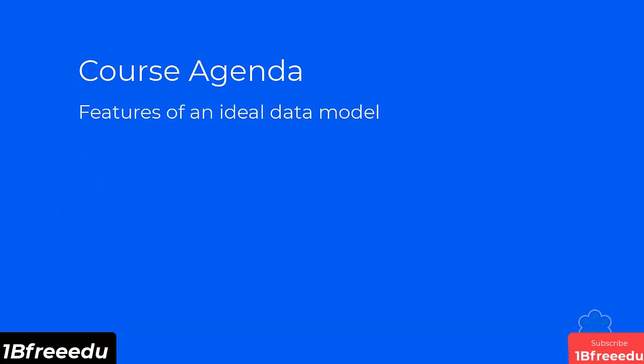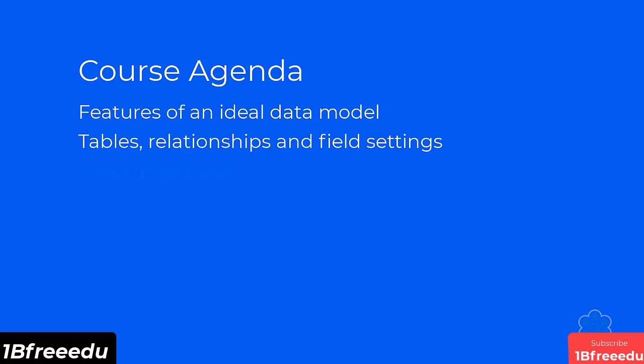In this course, we will begin by defining the elements of an ideal data model. We will approach data models' various components, starting with tables, relationships, and explore the impact different relationships will have on our reports. We will learn how and when to adjust table and field settings to ease information flow between the tables, and create some quick measures to help us get started building reports.